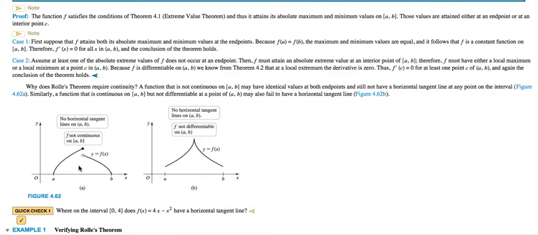We could actually flip this function across the x-axis and end up with the same situation. And continuity is not the only requirement here. We also have to have differentiability. So given some point on the interval where the function's not differentiable, we end up with the possibility again of not being able to find a horizontal tangent line.